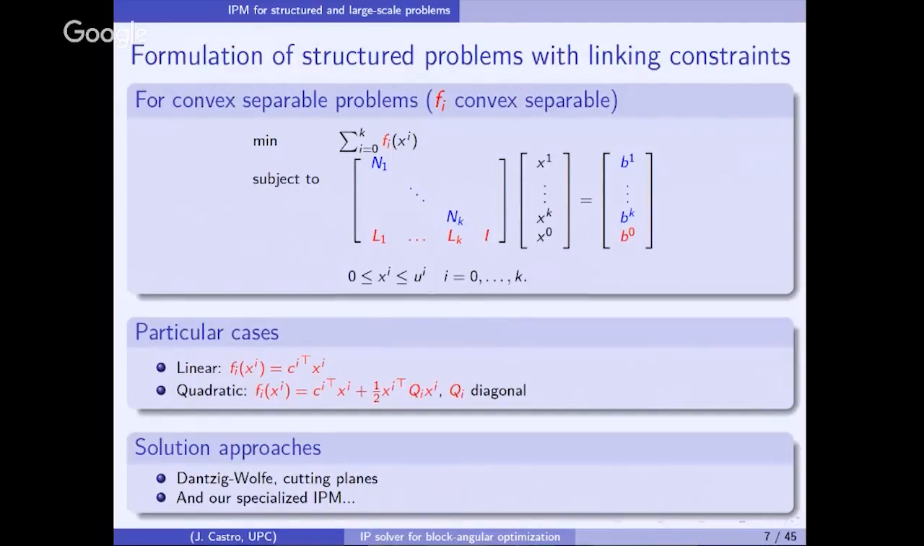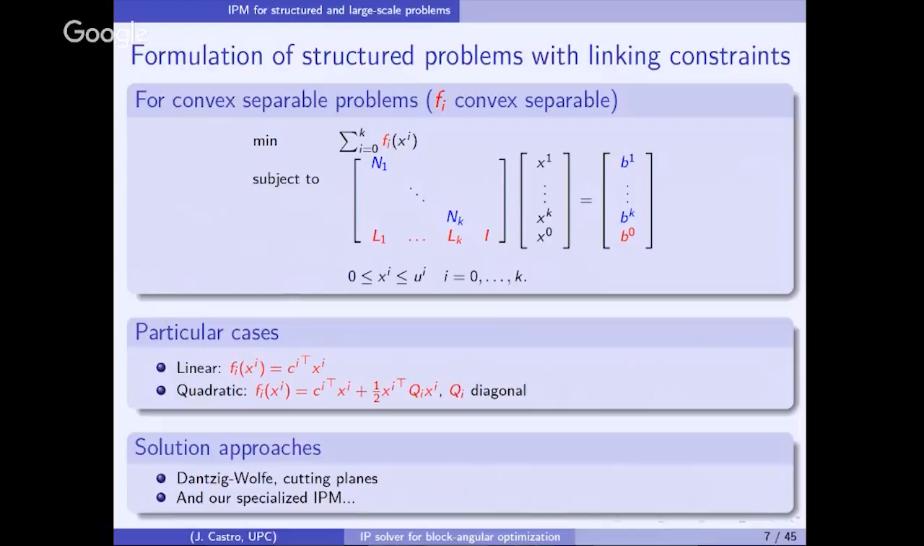Okay, so what is the kind of problem we want to solve? We want to solve this kind of problem. So we have k different blocks of variables, okay? And the blue part are the block constraints for each block. So for variables x1, we have to satisfy this constraint, N1 x1 equal to b1, and exactly the same for the rest, Nk xk equal to bk. So these are the block constraints, okay?